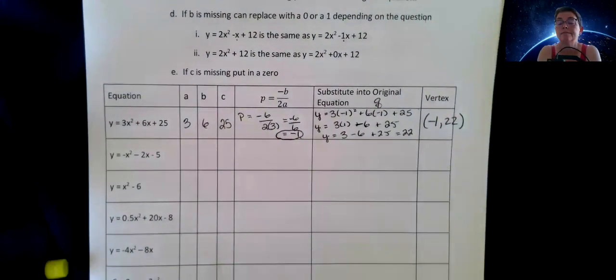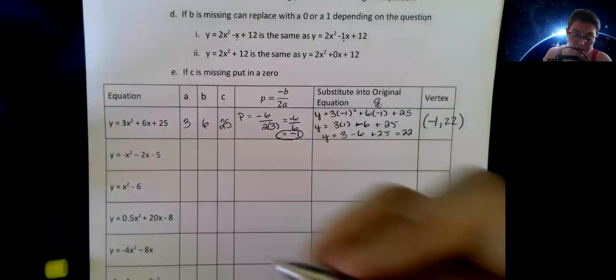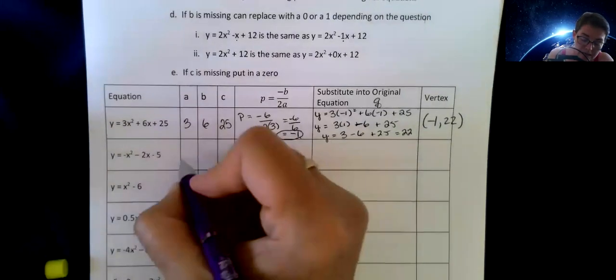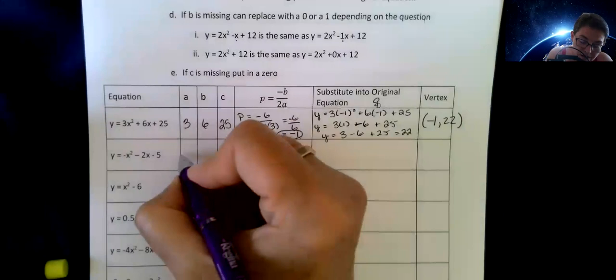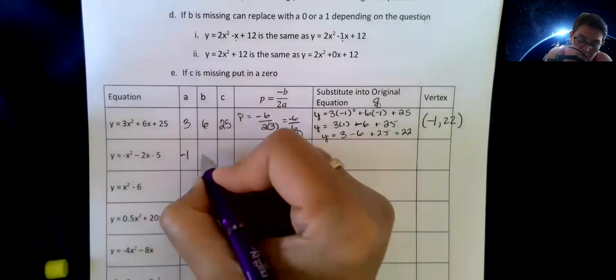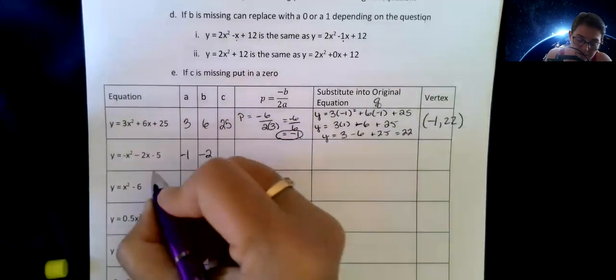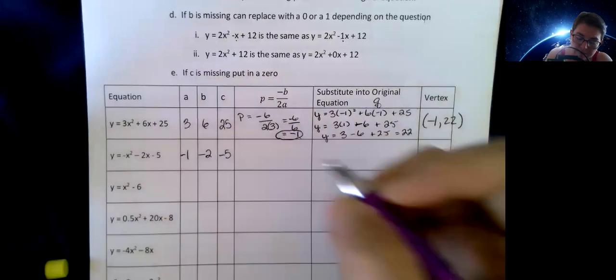Okay, how about you turn off the video and try a couple on your own, see how it goes. All right, I'm going to trust you did that. A is missing. What's the rule? If A is missing, you can use a 1. So a is minus 1, B is minus 2, and C is minus 5.